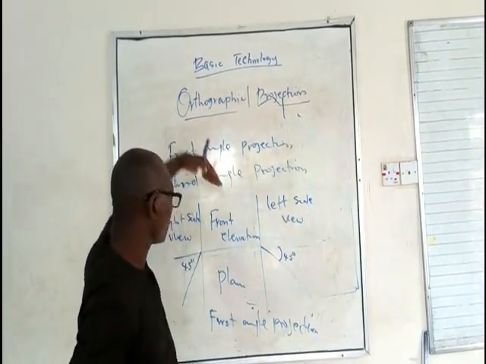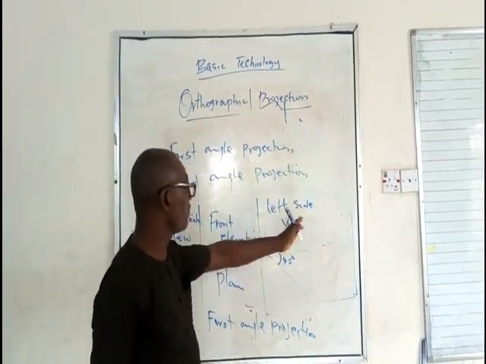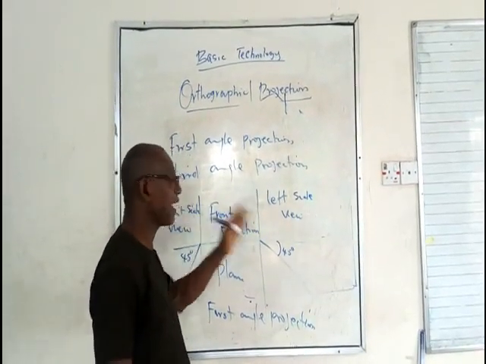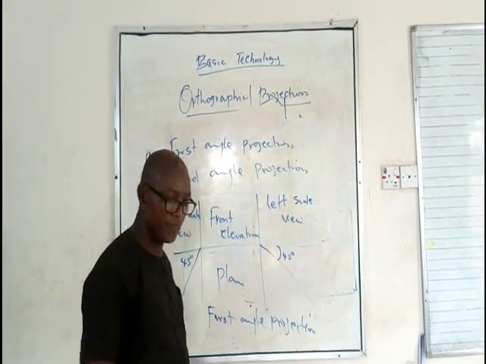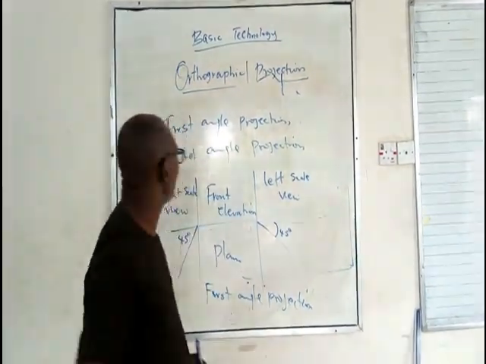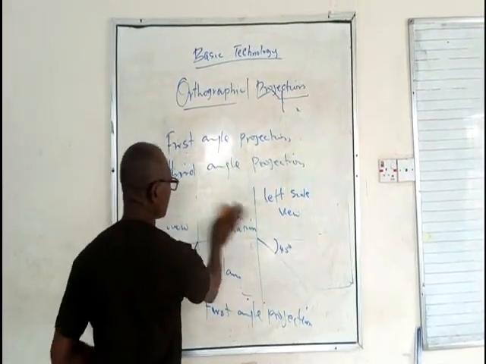Whatever you see from the top, you will see it here. And whatever you see from the side represents both sides, left and right. That is all about the first angle projection. And then we talk about the third angle projection.